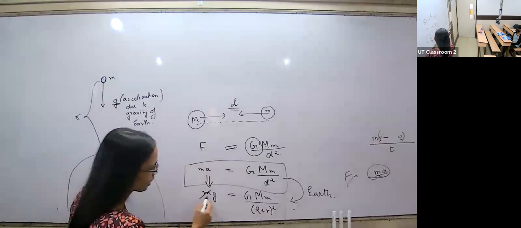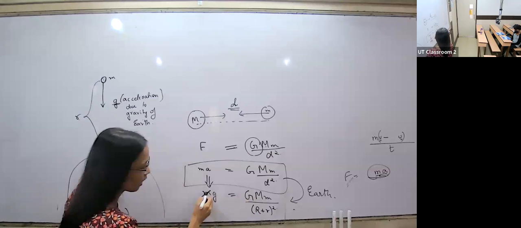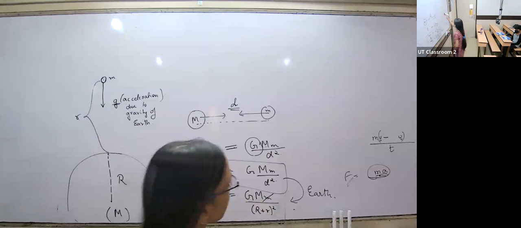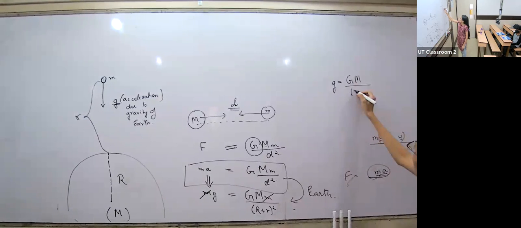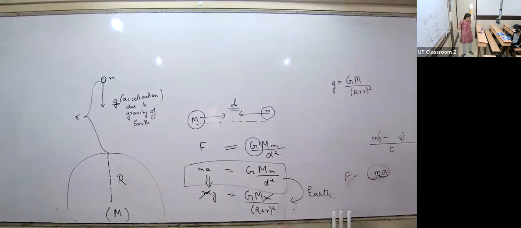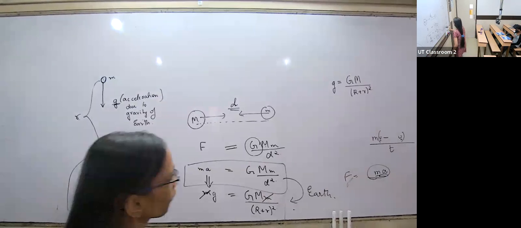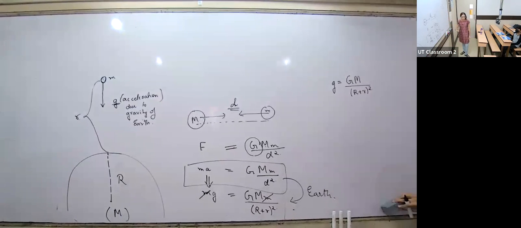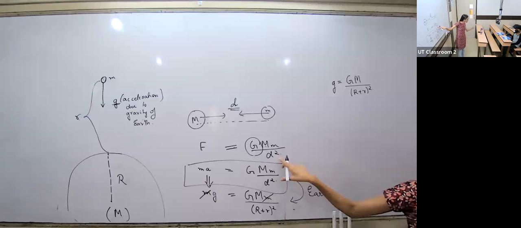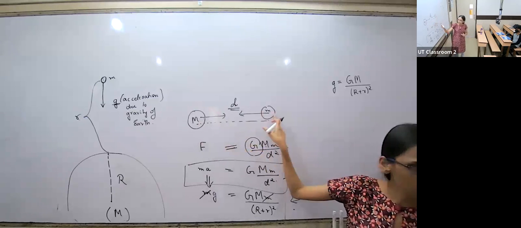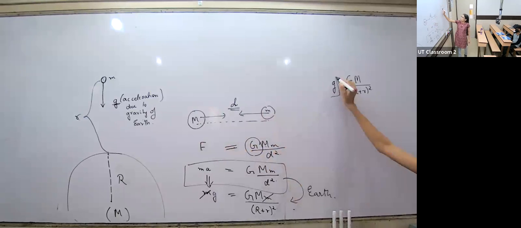Now this small m and this small m get cancelled. All I am left with is g is equal to GM by (R plus r) the whole square. Are you getting the point? So we have a new relation now. In the last class we already saw that gravitational force of attraction can be given by GMm by d square, and d is the distance between the two objects. That same relation gives us the value of acceleration due to gravity.